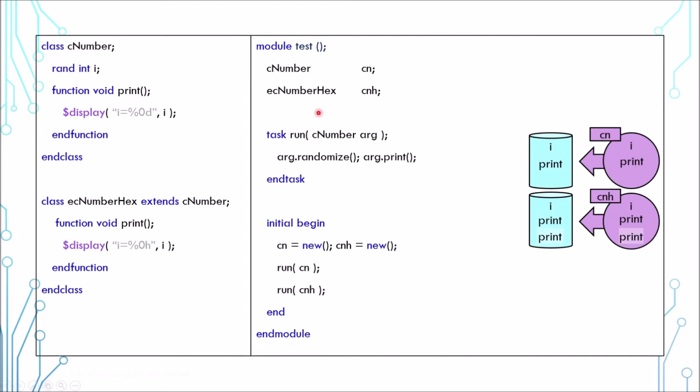Now let's try to create a task. When you call the task, an argument is created. First, argument arg points to the CN object. Basically, arg and CN are the same kind of pointer, so arg will call the print from the CNumber class.